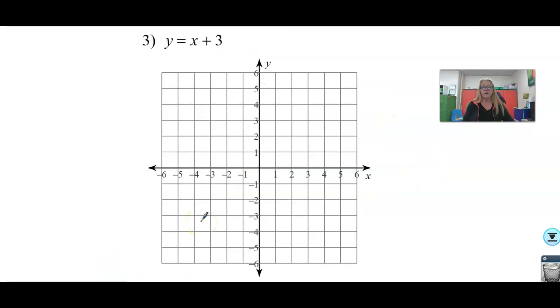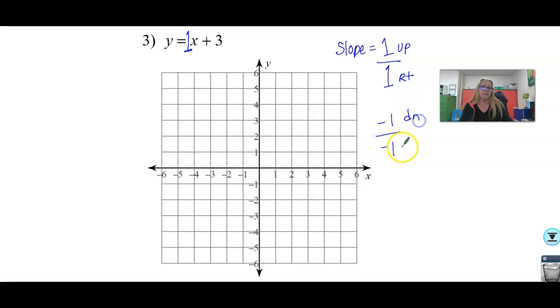Okay. This is one where you frequently get confused because there's no number in front of the x, and a lot of you think that means it's a 0. No, if there's no number in front of a variable, that number is 1. So our slope in this equation is 1. Well, can we do 1 over 1? We need a rise and a run to graph this. So we can. This is positive, so it's up 1. This is positive, so it's right 1. Likewise, we could do negative 1 over negative 1, and then we would have down 1, left 1.